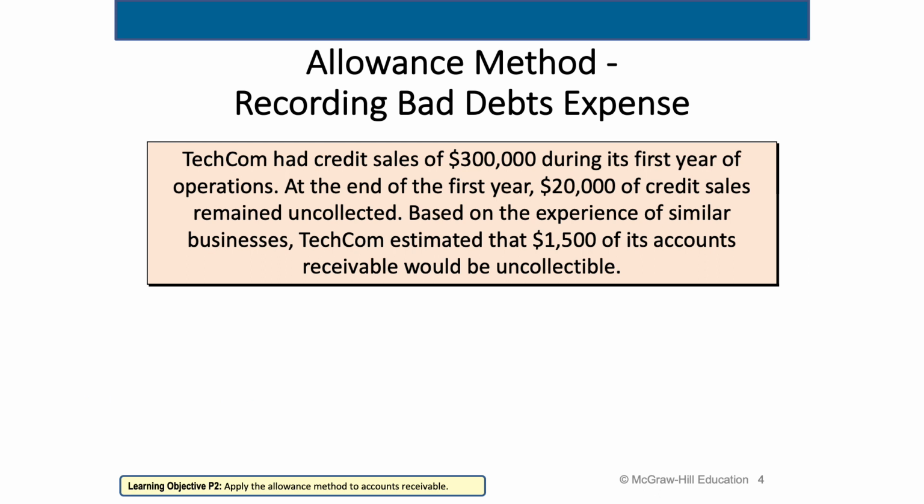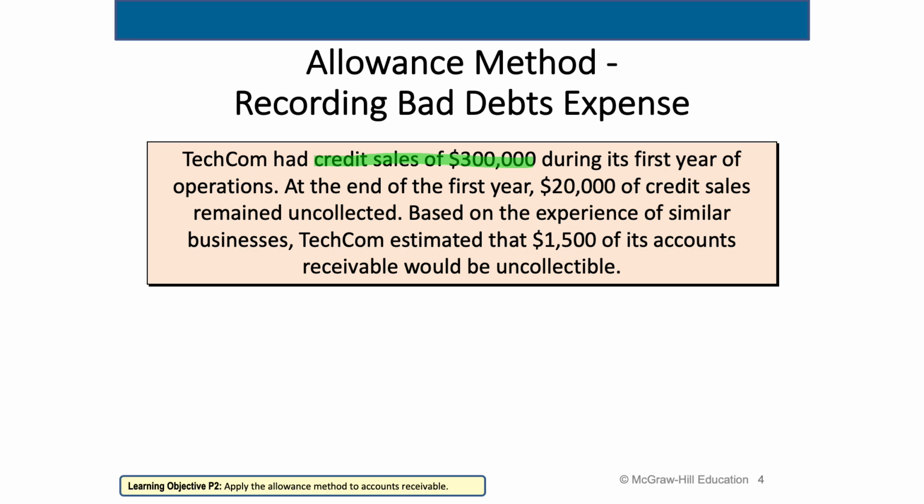Now we have here the allowance method, which is recording the bad debt expense. Let's read it to understand what bad debt expense means. So we have a company here called Telecom, which has credit sales of 300,000 during the first year of operation. So Telecom has credit sales, which means that they sell and did not receive the money yet. At the beginning of the year, their account receivable was 300,000. How did I know that? Because they made credit sales at the beginning of the year.